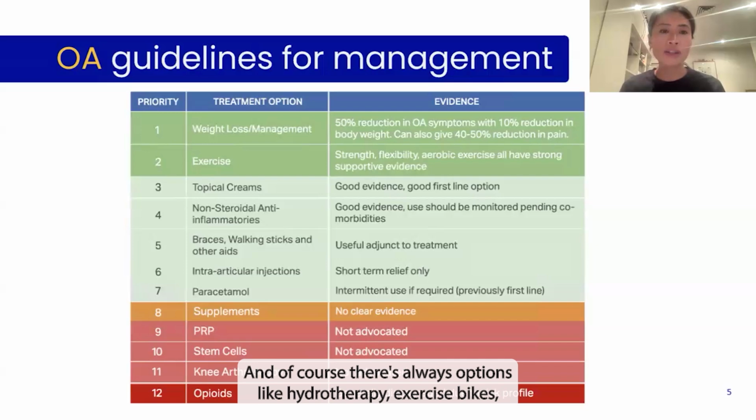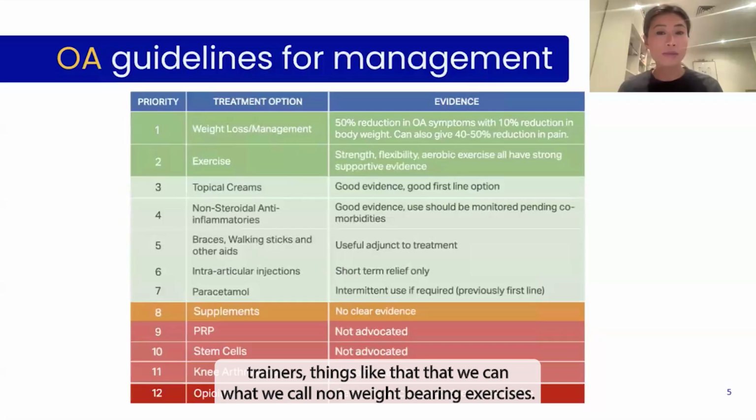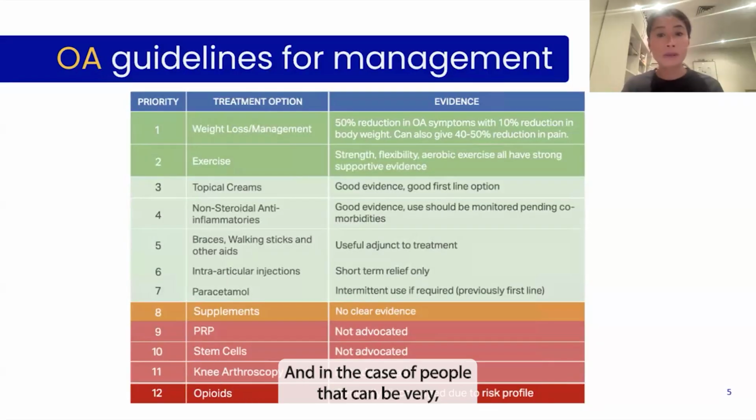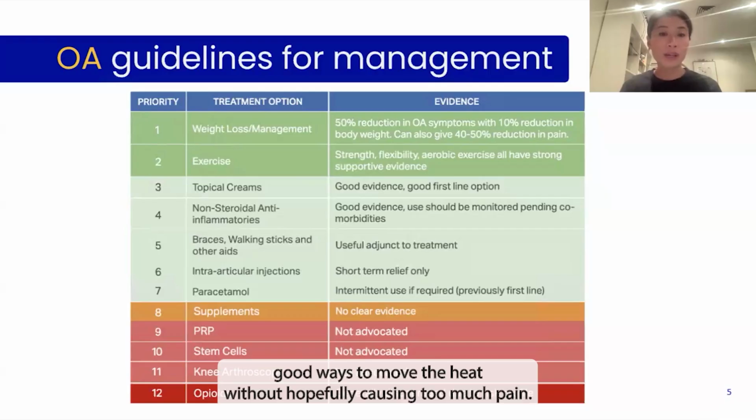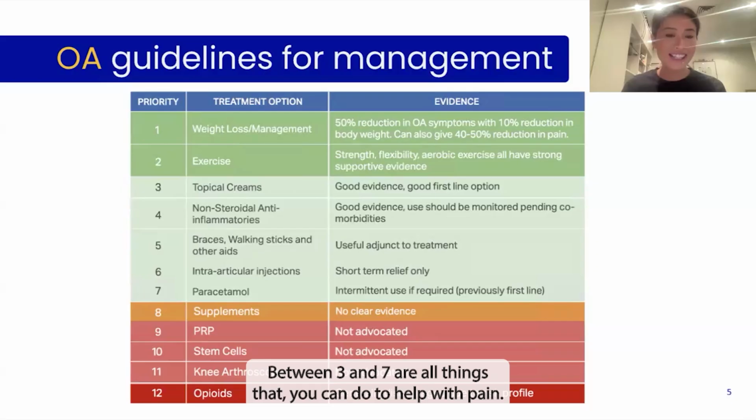can help. And of course, there's always options like hydrotherapy, exercise bikes, cross trainers, things like that, what we call non-weight bearing exercises. And in the case of hip OA, they can be very good ways to move the hip without hopefully causing too much pain.